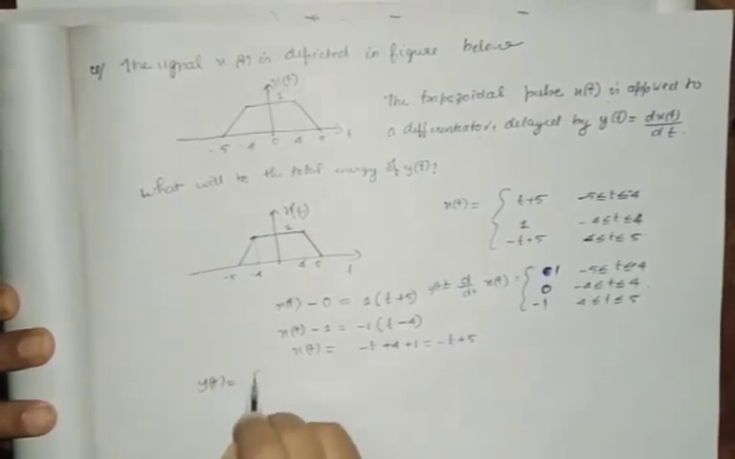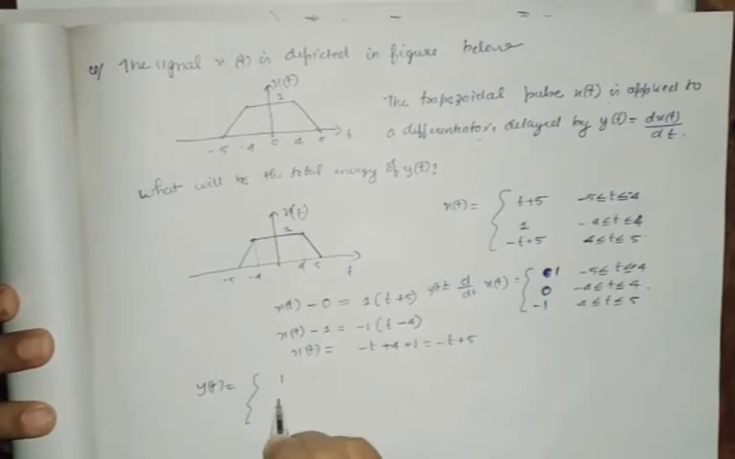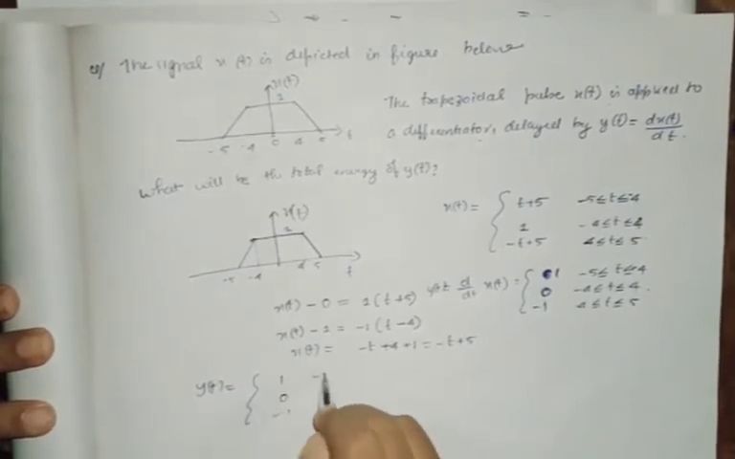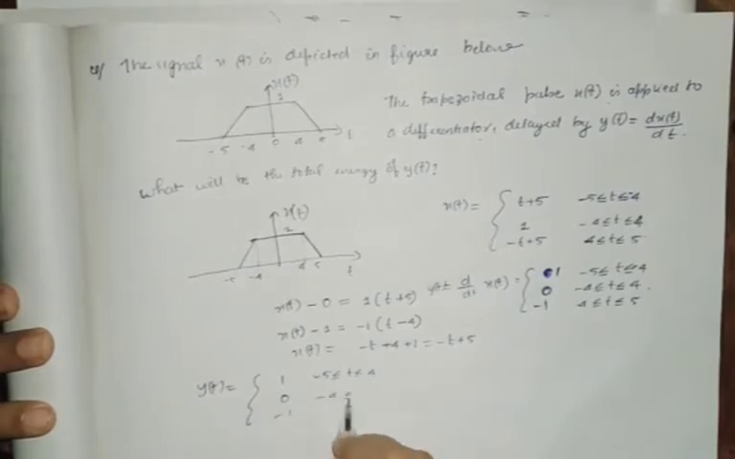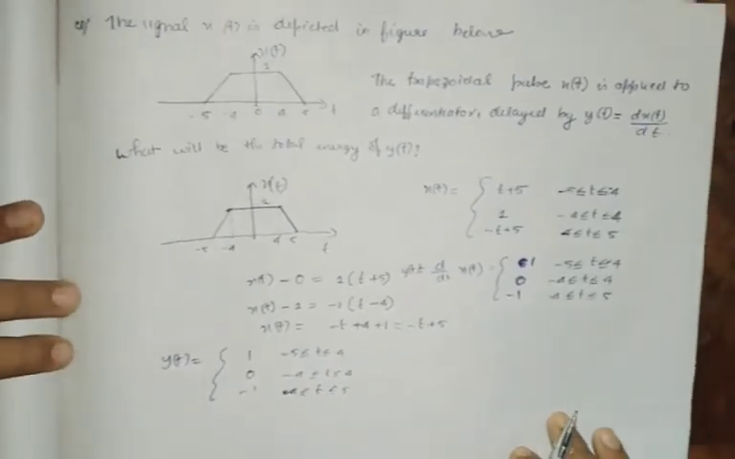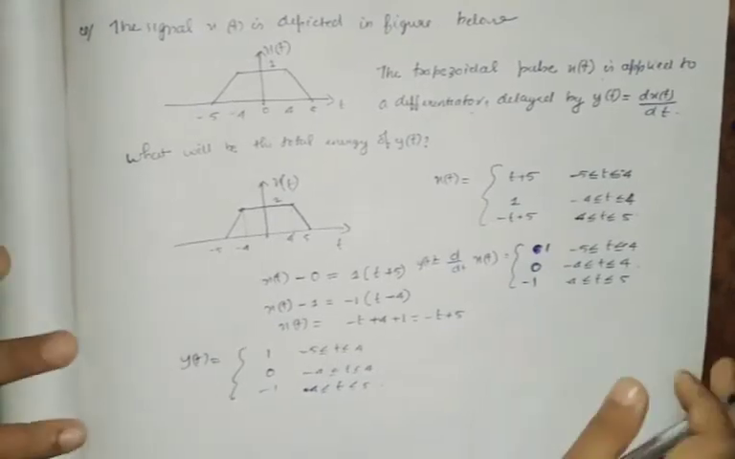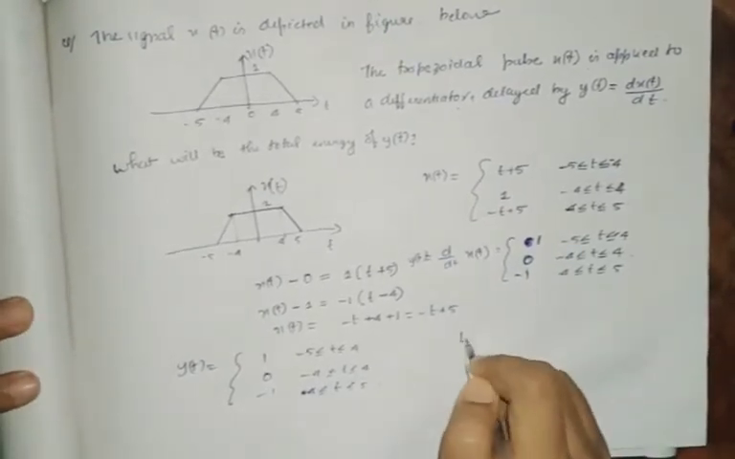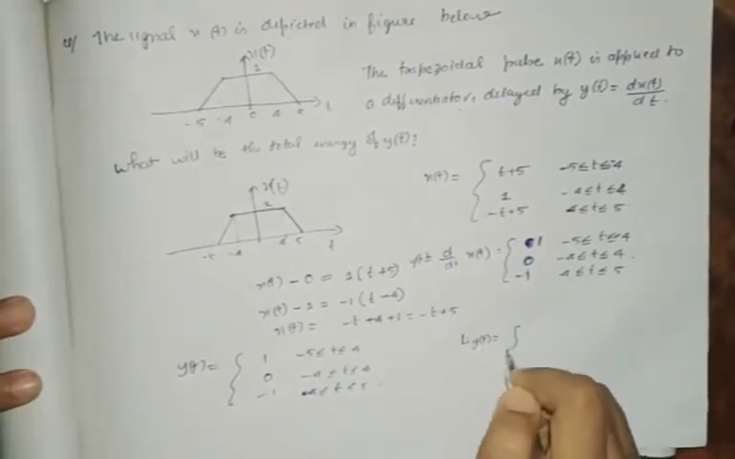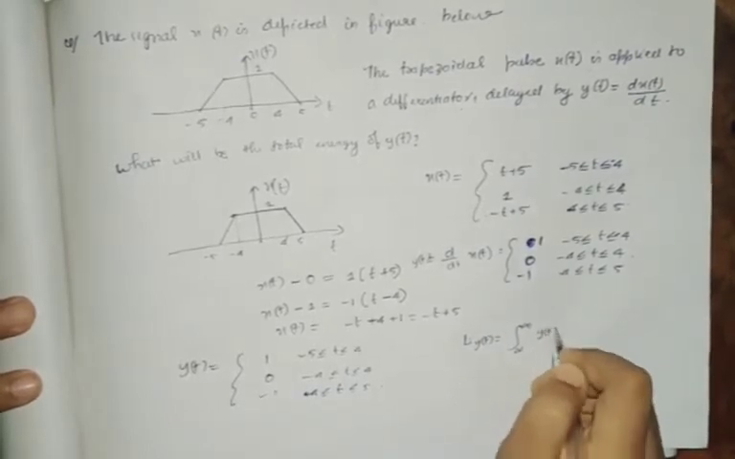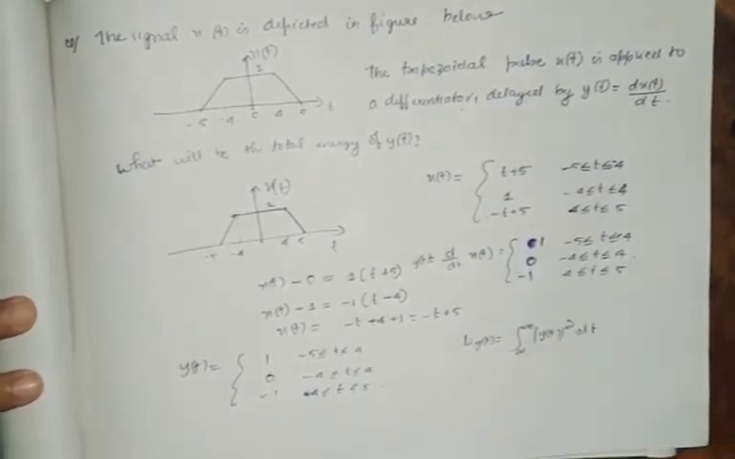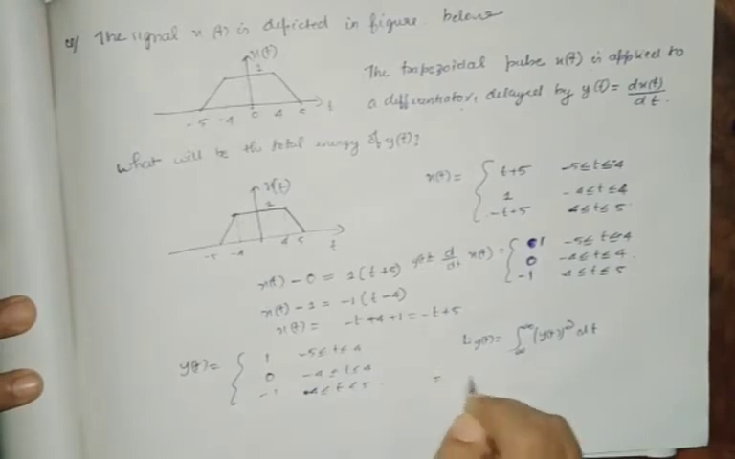So y of t is 1, 0, minus 1 at specific intervals of time, and now we'll find out its energy. To find out the energy of a signal, what is the formula? Energy of y of t is equal to integral minus infinity to infinity of y of t the whole square dt, modulus of y of t the whole square dt.